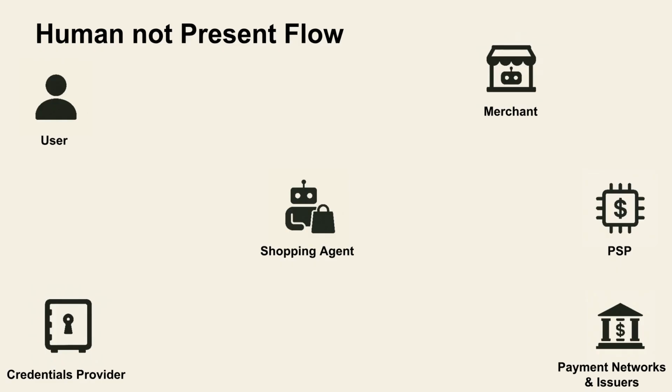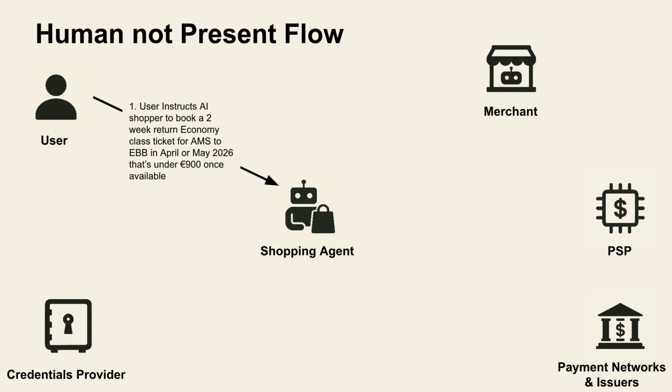The protocol doesn't support this flow yet, as of the 14th of December 2025. This is simply my understanding of how it might work once supported. Step 1. The user instructs the AI shopping agent to book a flight ticket once specific conditions, like price and date, are met. In this example, the user wants a 2-week return ticket for April or May between Amsterdam and Entebbe, Uganda, that's under €900.